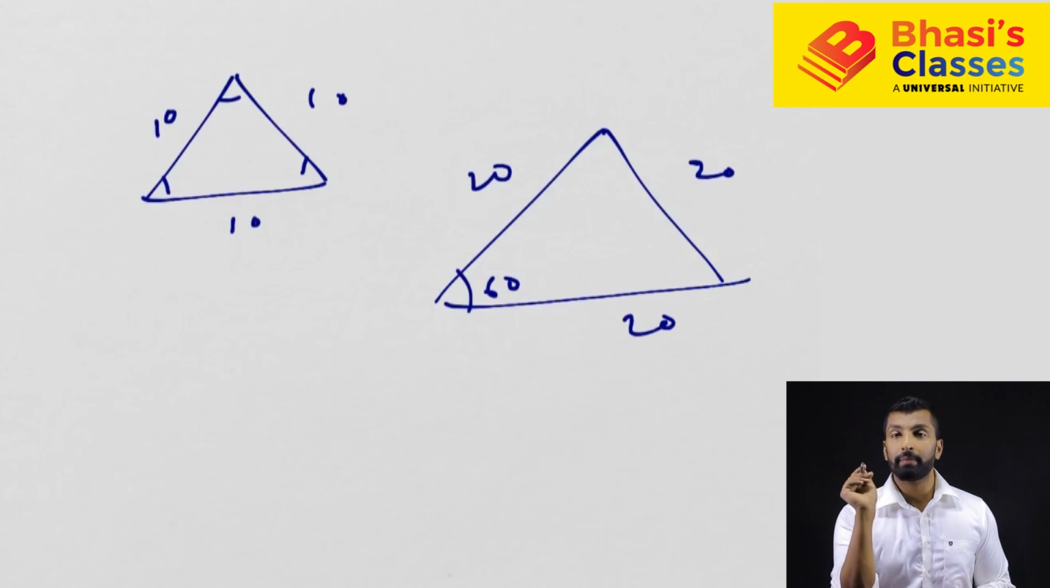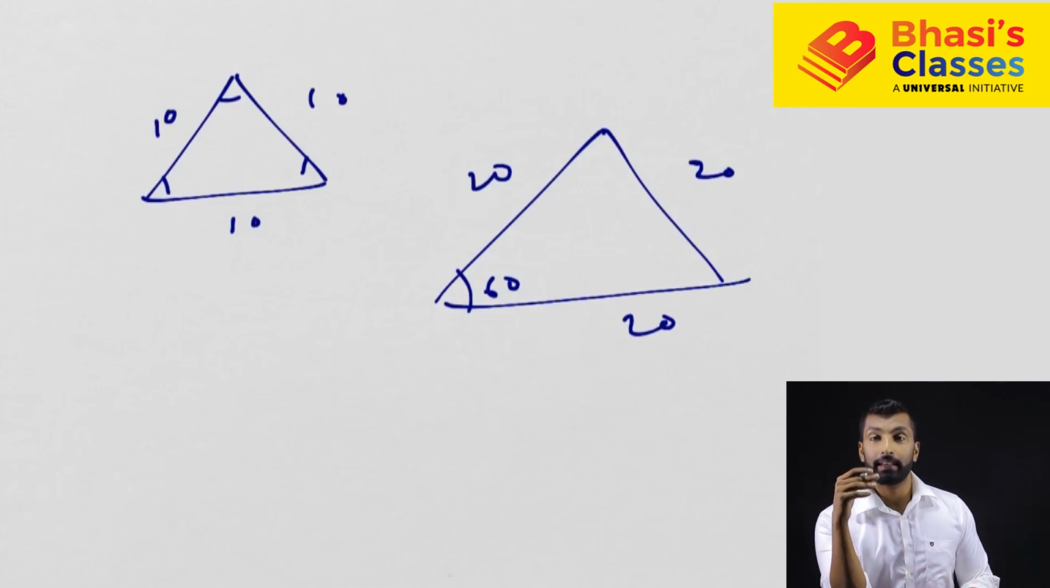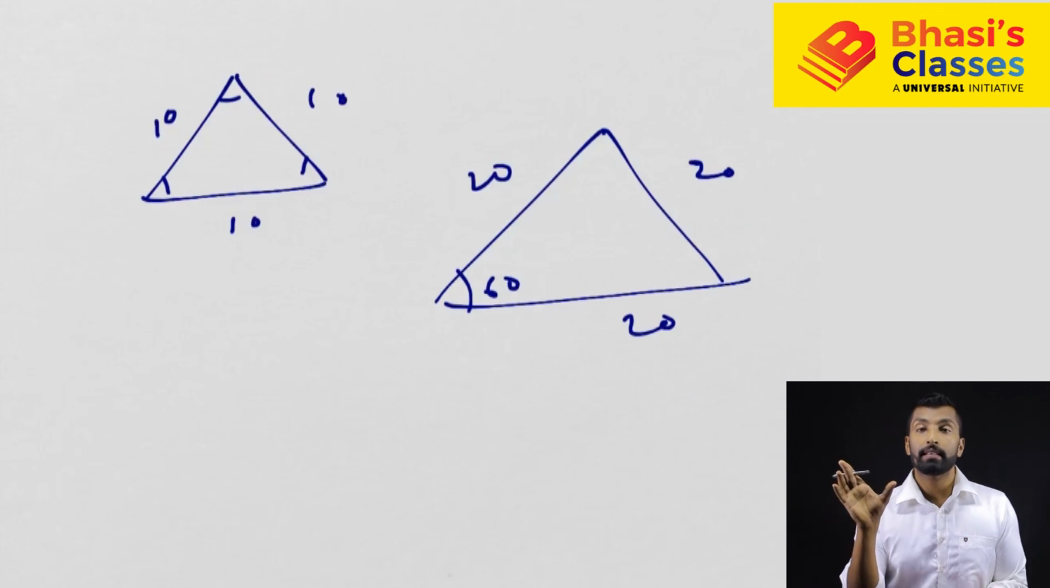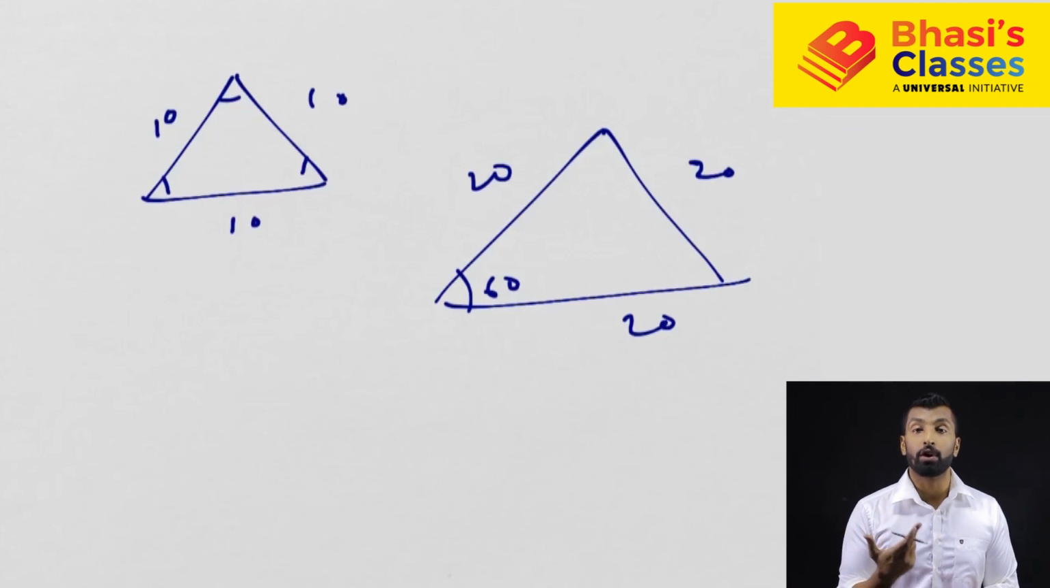See, congruent triangle means the length and the angle should be equal in all cases. Everything should be equal. It's like identical twins. You take 200 rupee notes, both are the same, right? Exactly the same. You take two 50 rupee notes, both are exactly the same. So that's what you call congruency. Congruency means everything should be the same, angle as well as length.